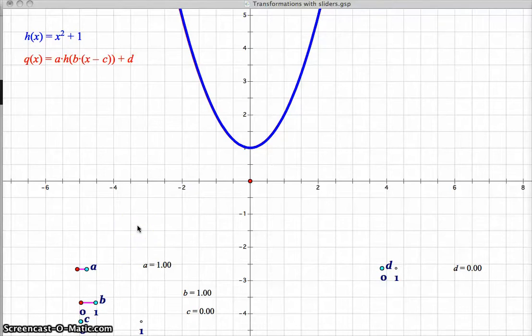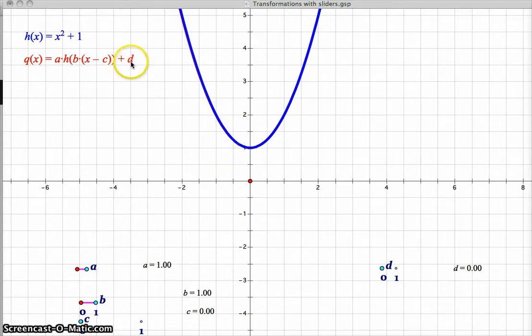Okay guys, here's another video that I'm making to help explain transformations of functions. This will be a very short video because we're really going to focus only on reflections. Reflections over the x-axis and reflections over the y-axis. So first I've started with my function in blue, h of x equals x squared plus 1.